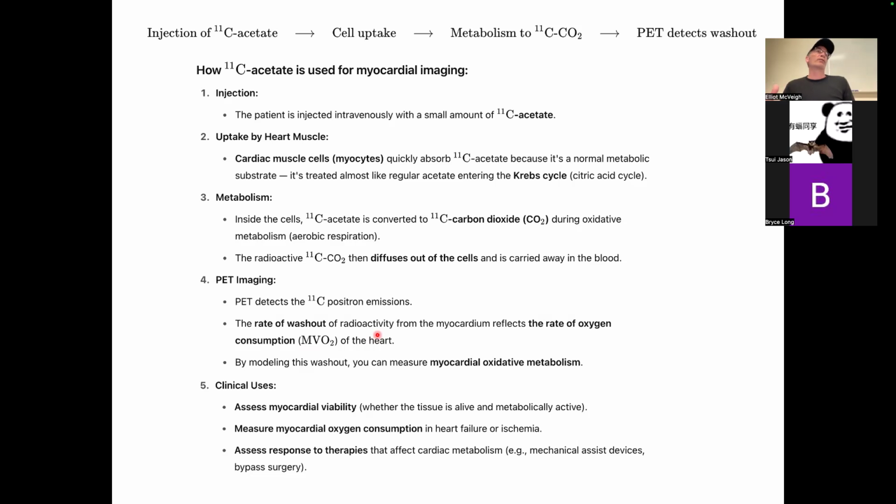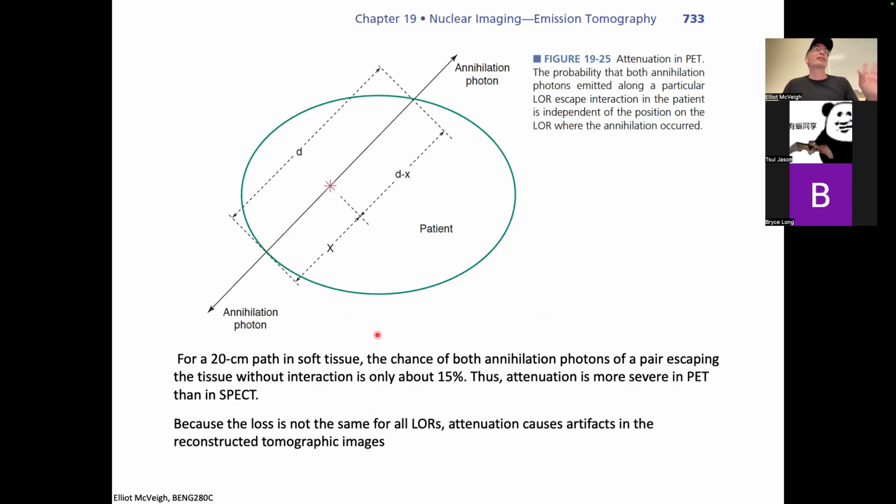So this is why it's theoretically much more powerful than SPECT or CT for that matter, right? Because you can do these metabolic and physiology experiments with these tracers. It's pretty cool, right? In terms of imaging technologies, this is right up there with the amazing things that humans have figured out how to do, right?